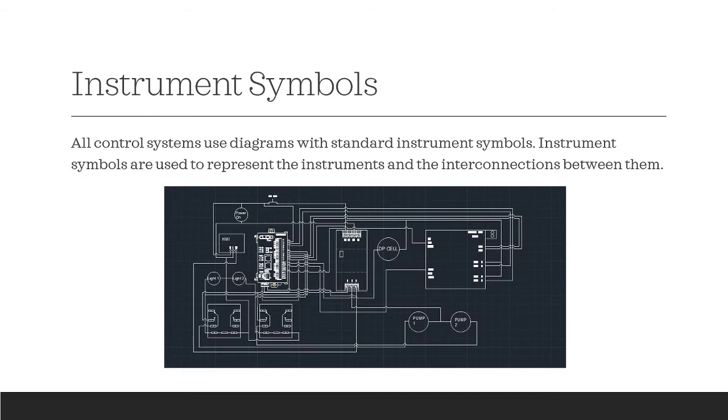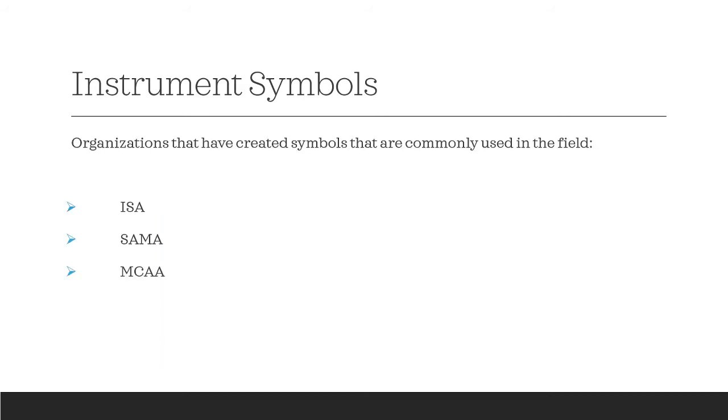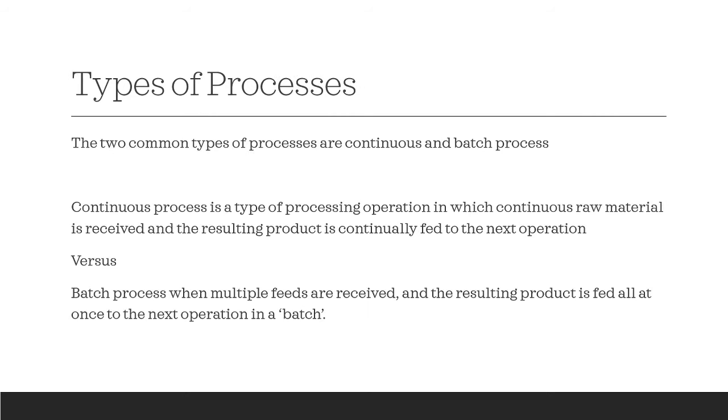works. So instrument symbols, we use these a lot in our P&IDs and wiring diagrams. There's a bunch of standards with instrument symbols. They're used to represent the instruments and interconnections in our systems. ISA, SAMA, and MCAA all have standards that you can find on the internet and can use.